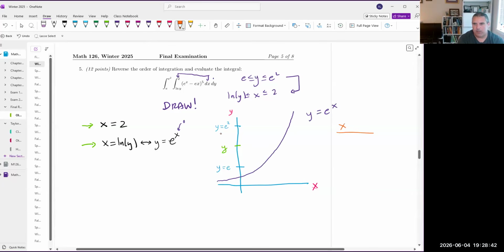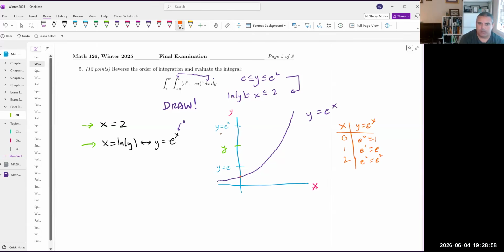Just as a reminder, if you ever are worried your graph is wrong, here's what you can do. e to the 0 is 1. I don't think there's enough realization that you can always plot points. So this is 1. When you're at 1, you're at e. When you're at 2, you're at e squared. So actually, whoever set this problem up was trying to be nice by using e and e squared.